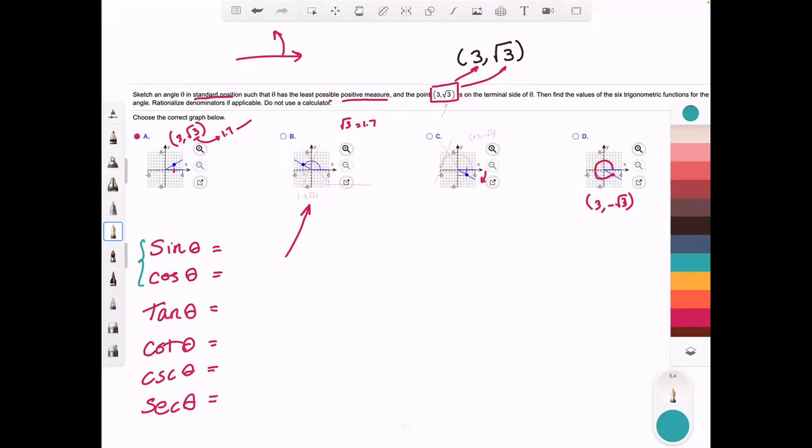So we're gonna pick this one. I'm gonna draw it here. This point here is, for example, 3 and radical 3. And this one is theta. They're asking us what is sine theta, what is cosine theta.